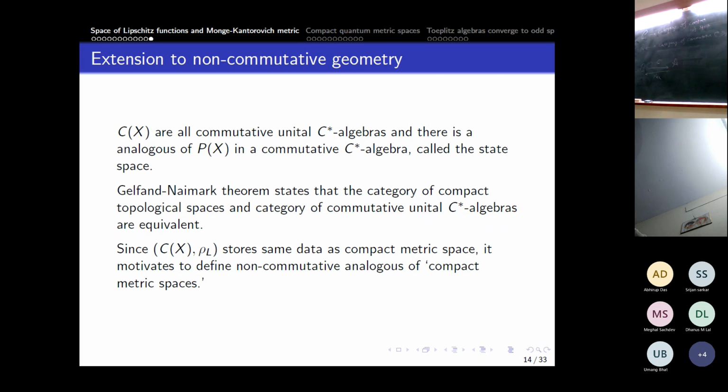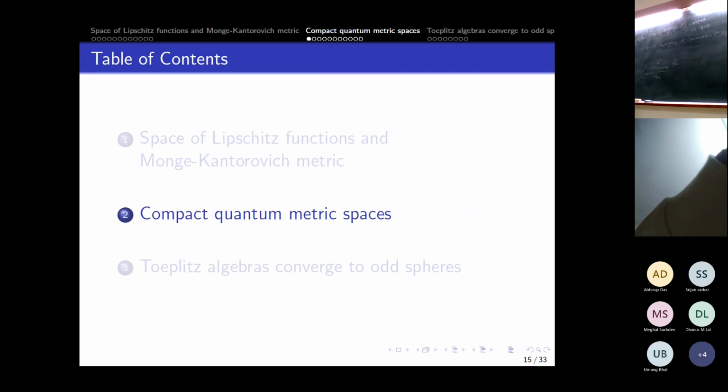So at the moment, using the Gelfand-Naimark theorem, we only have non-commutative versions of compact topological spaces. This might be a way to find a non-commutative analog of compact metric spaces, and this was the motivation of Rieffel to define what is called a compact quantum metric space.